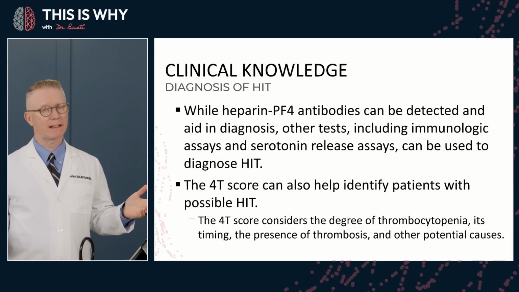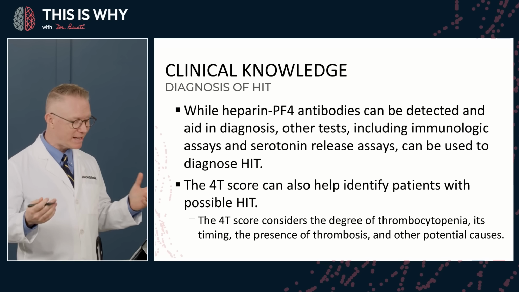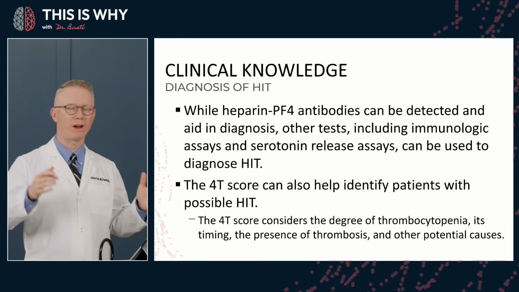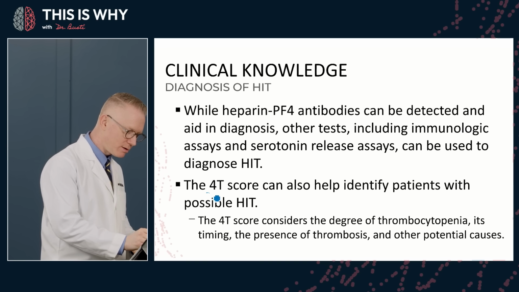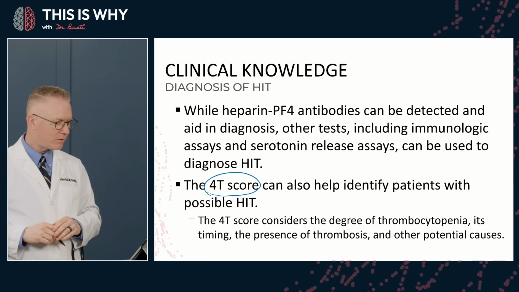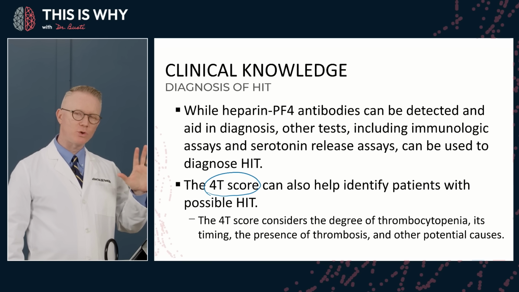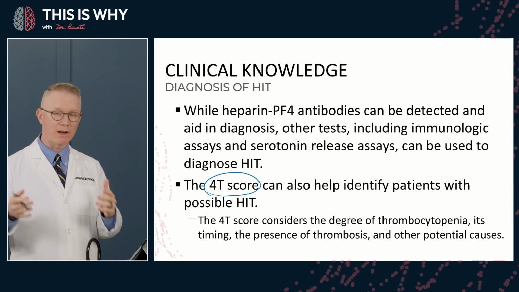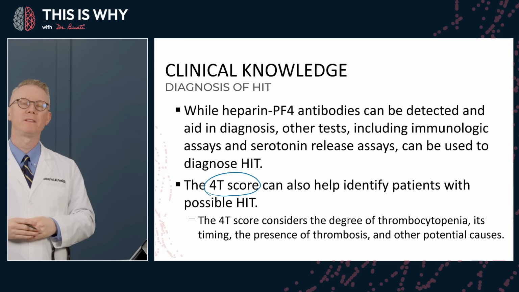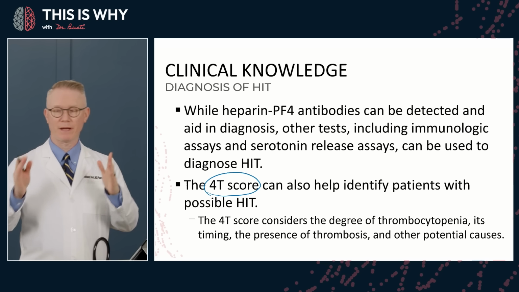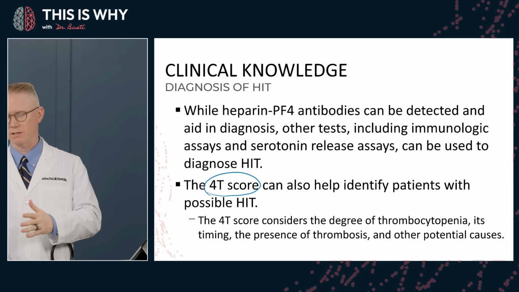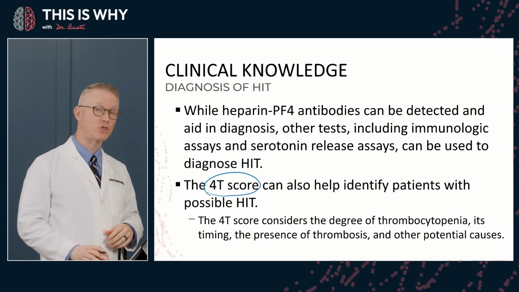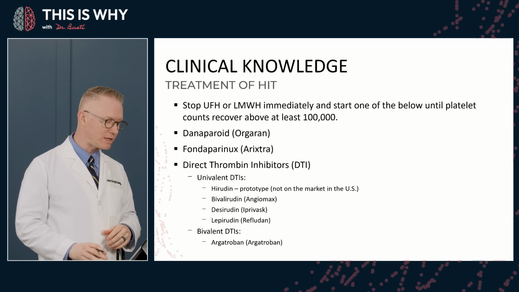Now, you can detect these antibodies, right? And there are ways to kind of help you predict the likelihood. There's something called the 4T score, 4T, right? And so those help you to identify patients who have possible HIT. Now, you should be monitoring serial or interval CBCs so that you can get the platelet counts, right? Or just order the platelets, depending on how your labs work and prefer, but you want to monitor that trend, and that trend is what's helping you.